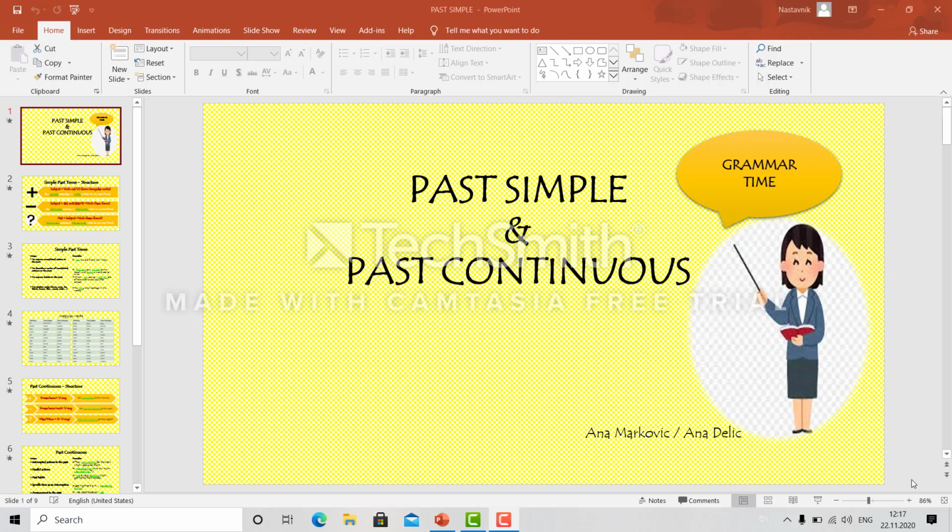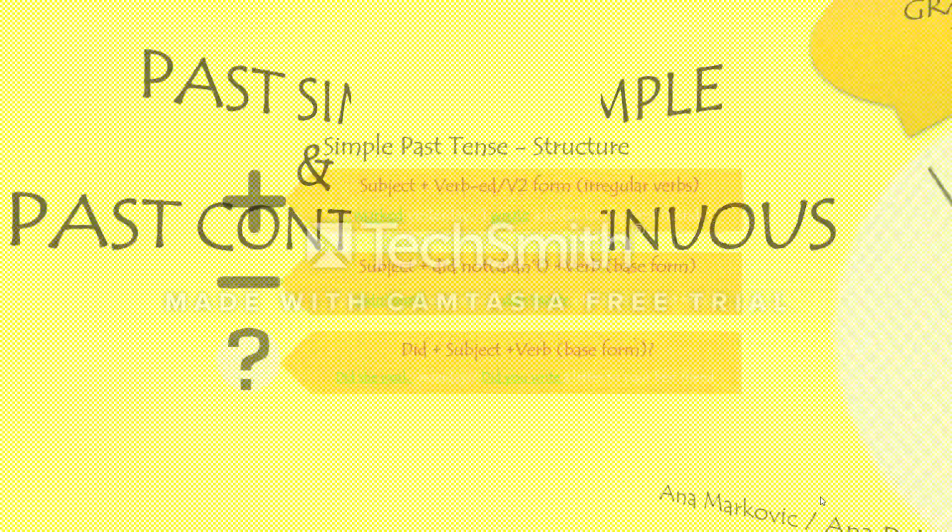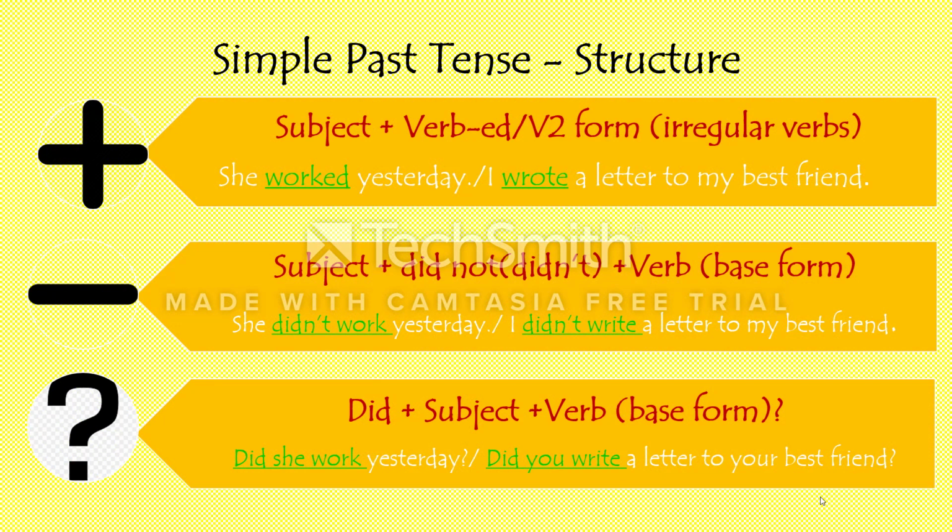As you can see, today we are doing some grammar. Our topic is simple past tense and past continuous tense. As you can see from this title, we are talking about past actions, and first we will repeat the structure and the usage of each of these tenses, and then we will see how they can be used in the same sentence. So let's start. Simple past tense and its structure.